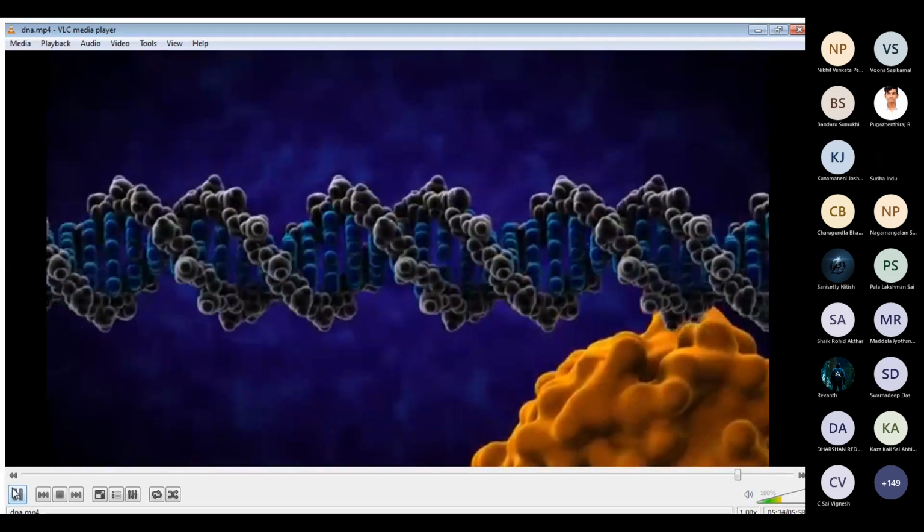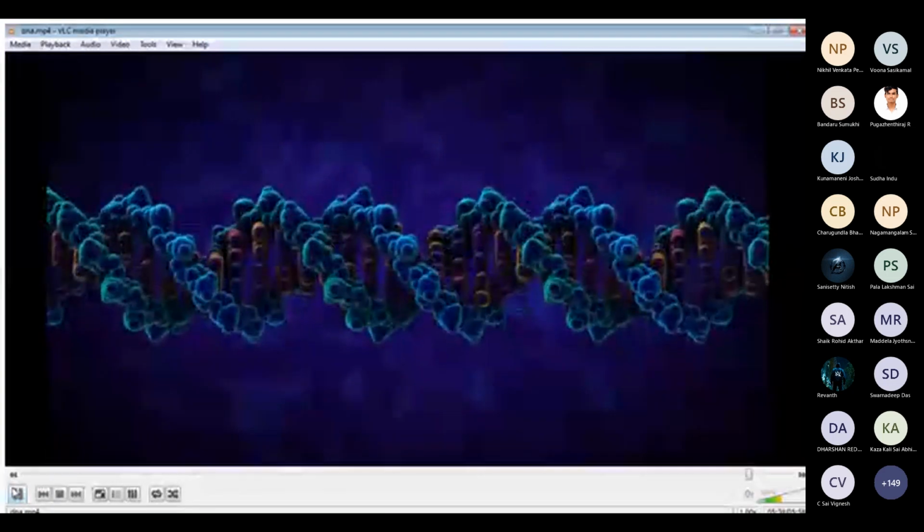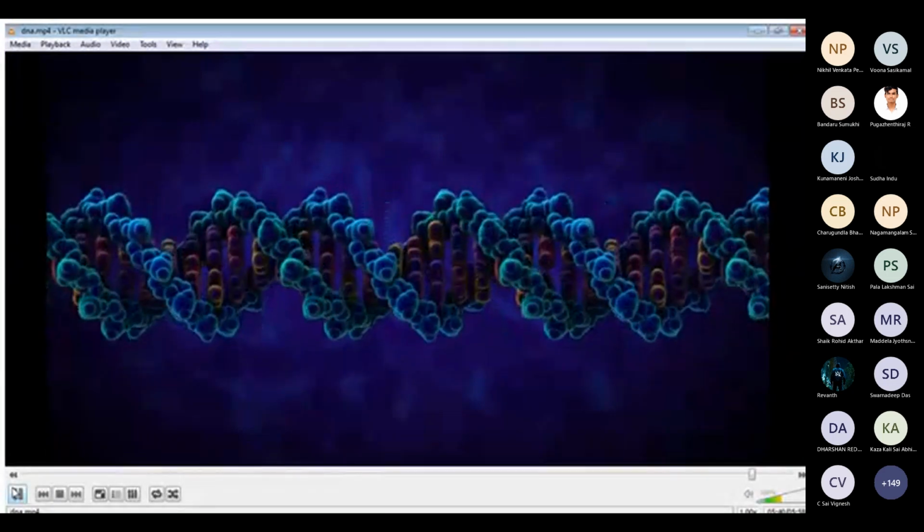This is the DNA double helix, and you've now learned the structural features that influence its function. We hope you've enjoyed exploring this.